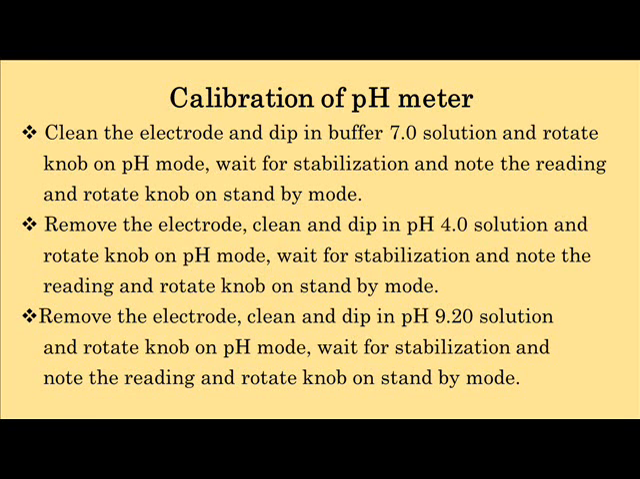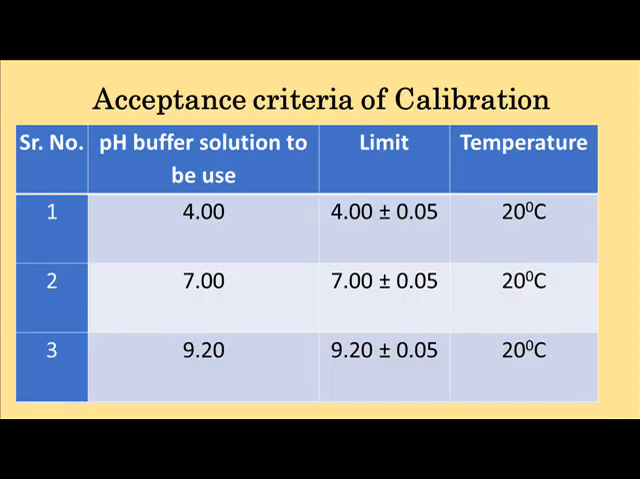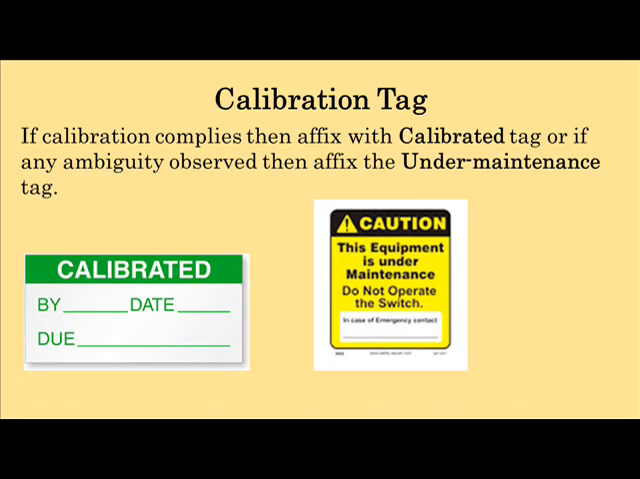Remove the electrode, clean it, and finally, to calibrate the pH meter with buffer 9.20 solution, dip the electrode in buffer pH 9.20 solution, rotate the knob to pH mode, wait for stabilization, note the reading and rotate the knob to standby mode. After completion of calibration, check whether the observed reading complies with the acceptance criteria or not. Please refer to the chart for acceptance criteria. If calibration complies, then affix the calibration tag, or if any ambiguity is observed, then affix the under maintenance tag.